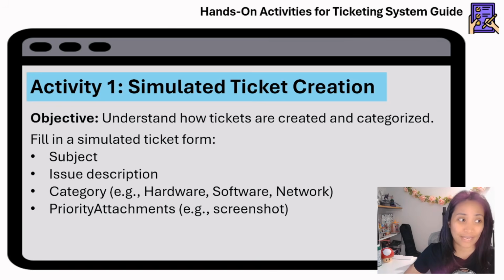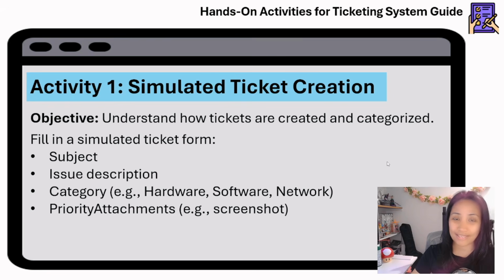Okay, so for our first activity, we are going to do a simulated ticket creation. The first thing you need to learn is how to open a proper ticket with all of the proper information, so it'll be easier for whoever the technician is that gets assigned the ticket. The goal is to understand how tickets are created and categorized. Whatever you learned from the lecture, especially the components of a ticket, you will apply in here. So make sure that you have refreshed your memory and reviewed the basics of a ticketing system so that you can follow along with this activity.